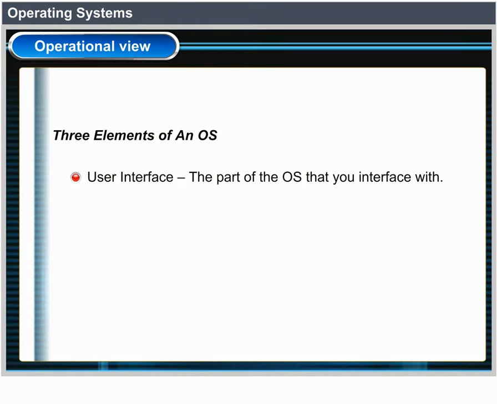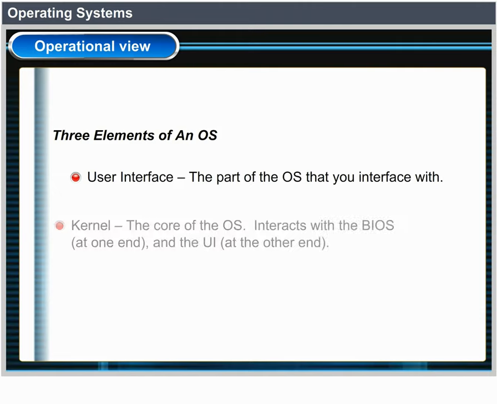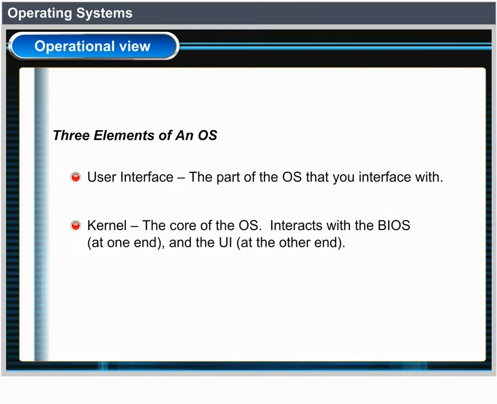Three elements of an OS. User interface, the part of the OS that you interface with. Kernel, the core of the OS, interacts with the BIOS at one end and the UI at the other end. File management system, organizes and manages files.